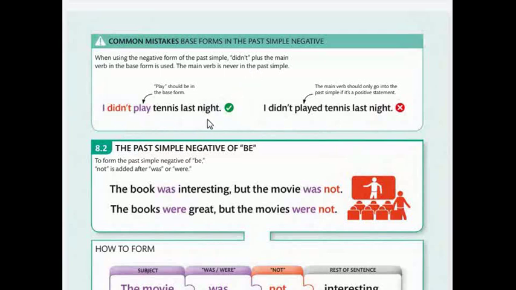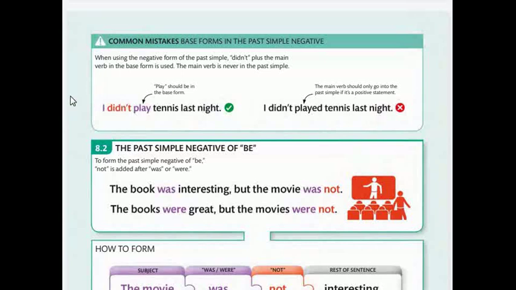I didn't play tennis last night. Play should be in the base form. I didn't play tennis last night. The main verb should only go in the past if it is a positive statement.